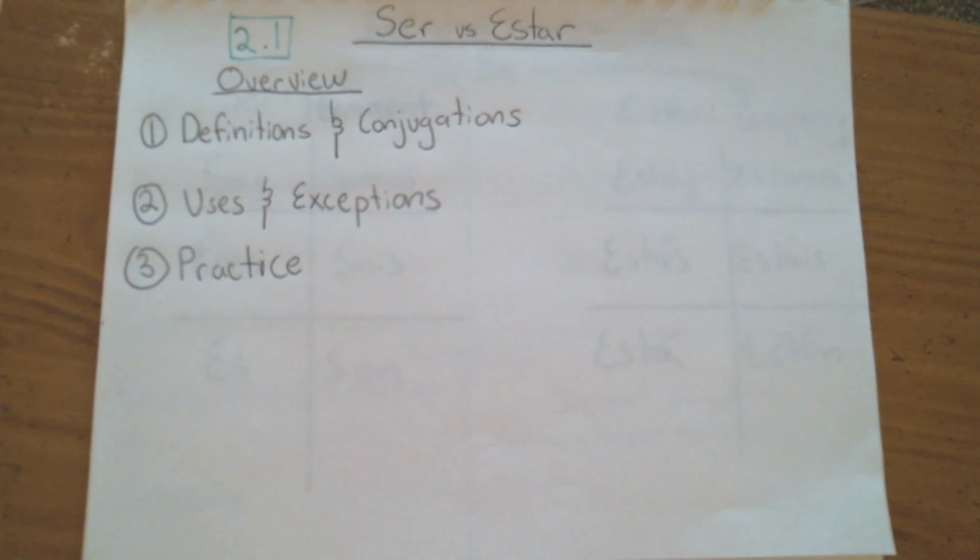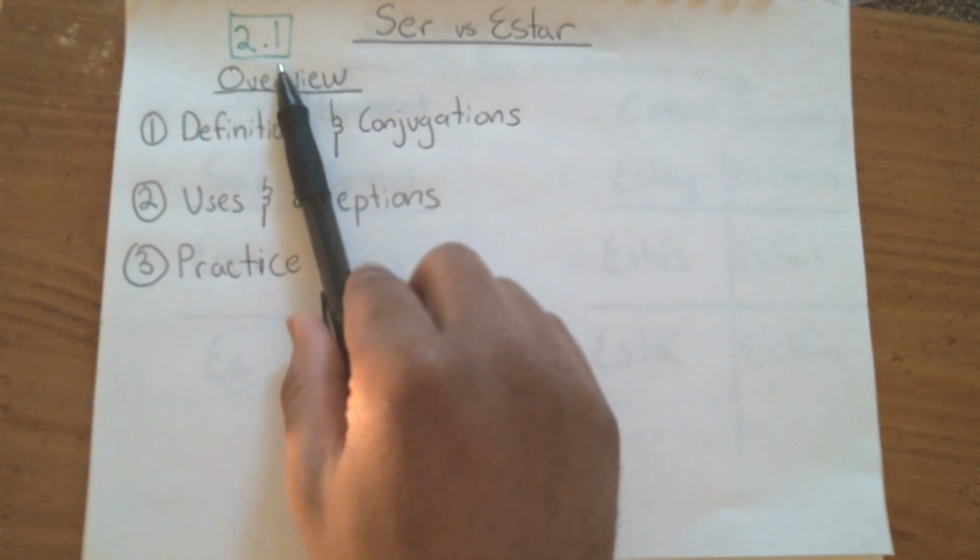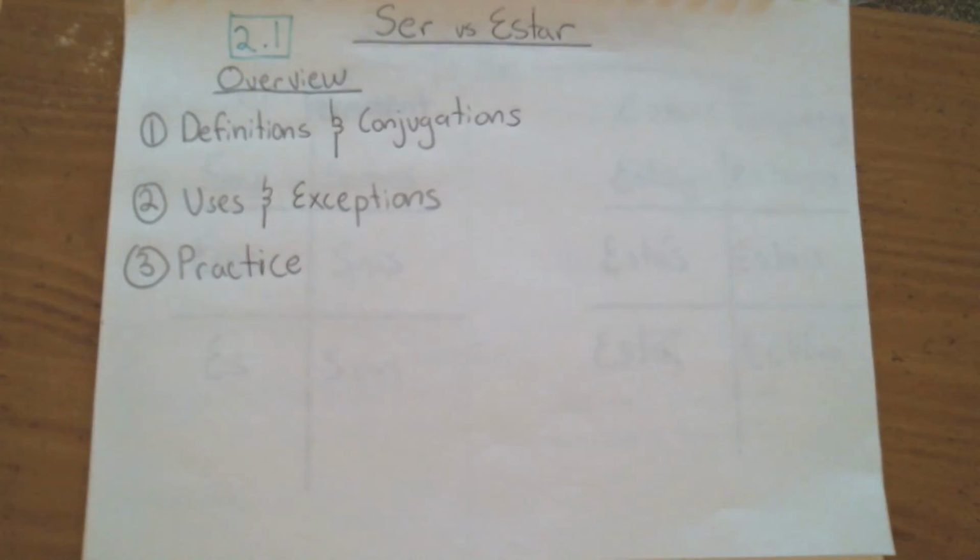Welcome to Aprendamos Español, our first lesson in our intermediate course. So in this video, we're going to differentiate between the verb ser and the verb estar. We're going to go over the definitions and conjugations of each verb, the uses of each verb, and times where the rule is broken a little bit maybe, and then finally we're going to practice how to use these verbs.